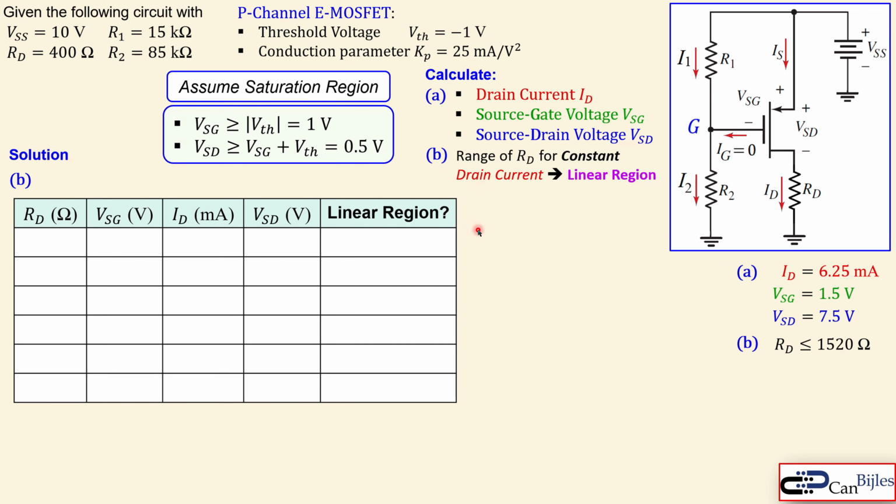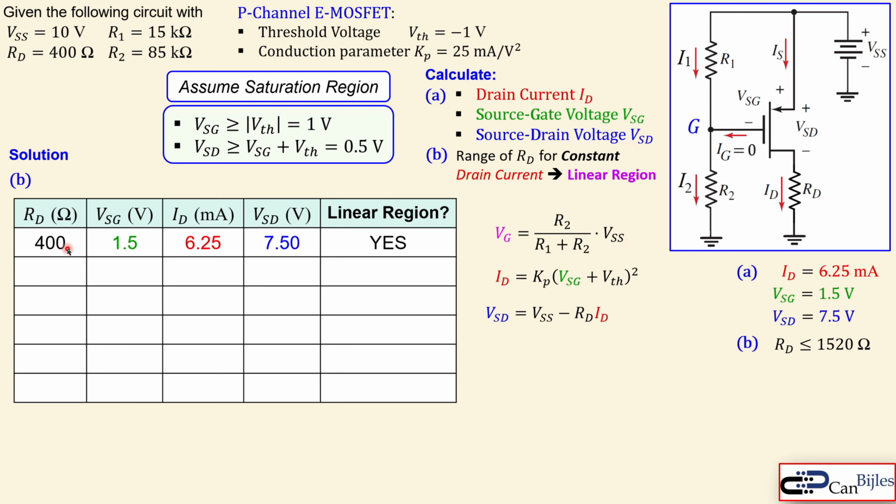Now we will move on and look at the specific values when you change the drain resistor RD. These are the formulas we can use when we stay in the saturation region. For the first case, we know that it's 400 ohms, and then we get 1.5 volts already for the VSG. For that condition, we also have the 6.25 milliamps for the ID, and VSD was 7.5 volts. So is it a linear region or saturation region?